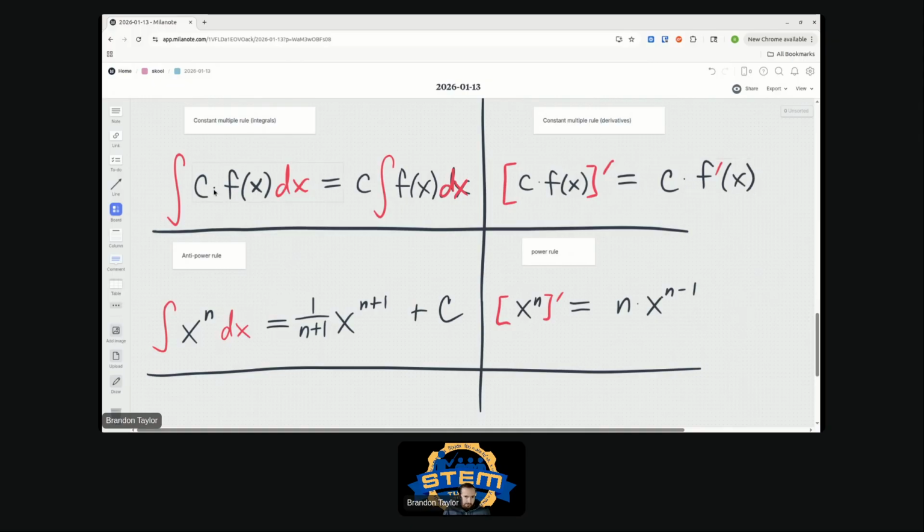Pull out the constant, take the derivative of what's left. So here the rule is the opposite of that. Take out the constant and take the integral or the antiderivative of what's left. That makes sense. This is a little trickier to see. Like, how is this process?